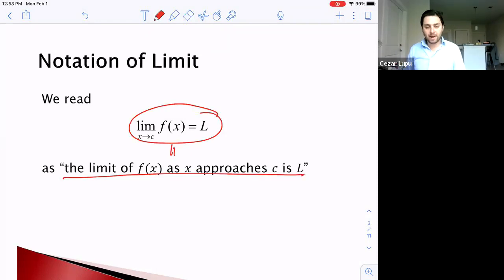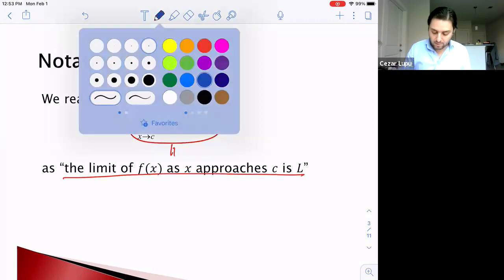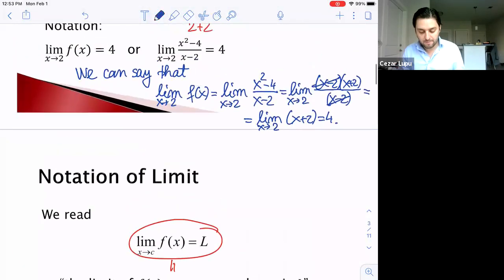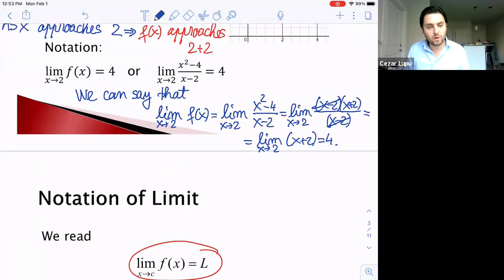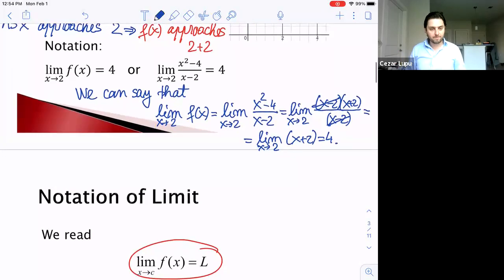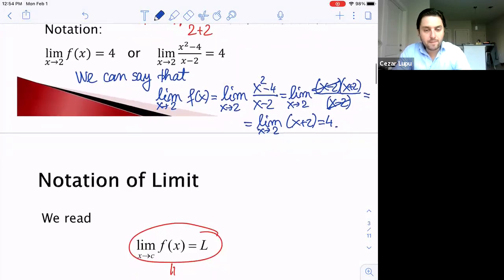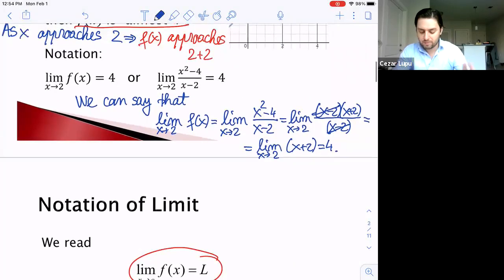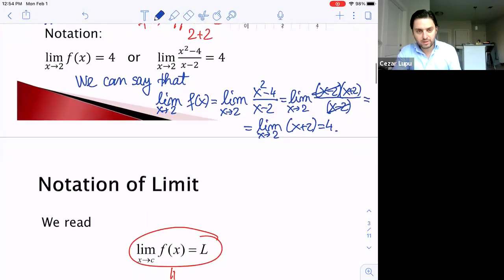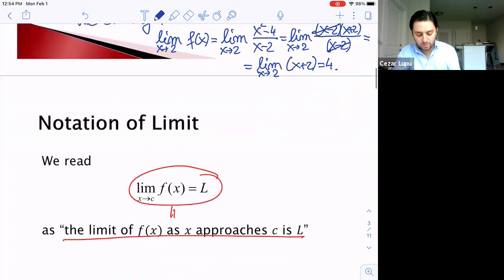So now if I go back to the previous examples, you see here, the limit as x approaches 2 of f of x is 4. Or you can say that the limit as x approaches 2 of (x squared minus 4) over (x minus 2) is 4. Well, in our case, f of x is (x squared minus 4) over (x minus 2), right? Okay. And you can come up with other examples. Maybe I'll give some other examples as well so that you can see how we play around with this.